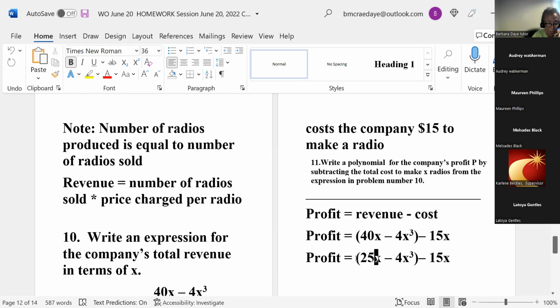There you go. So let's put 25x, and that's minus, and we can take the rest of this out because we subtracted. So there's your profit: 25x minus 4x to the third. Now, x represents what?